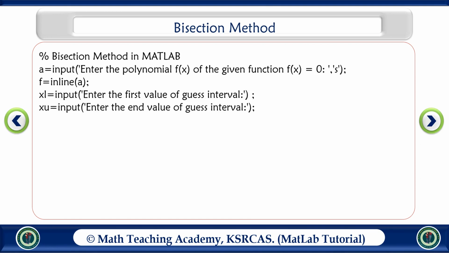And then the second input command displays the text enter the end value of the guess interval in the command window and waits for the user to enter another value, and it will be stored in the variable name xu.